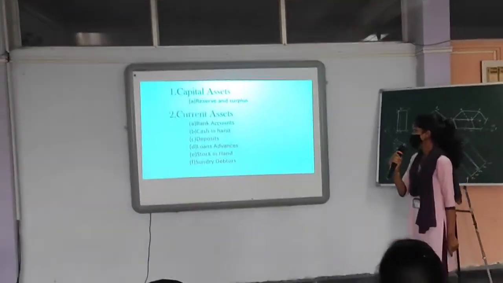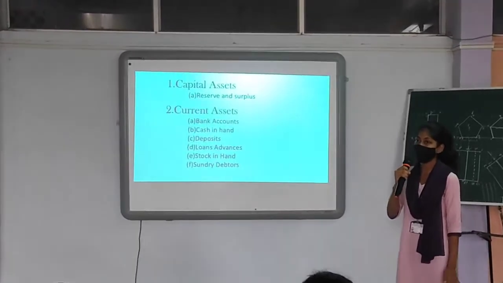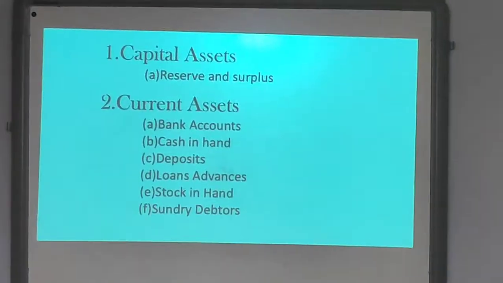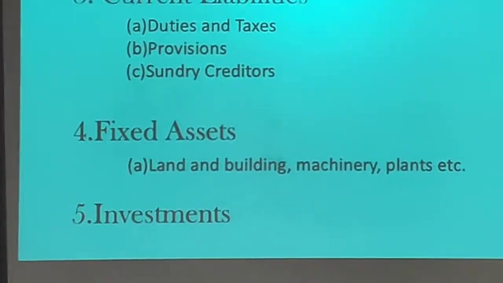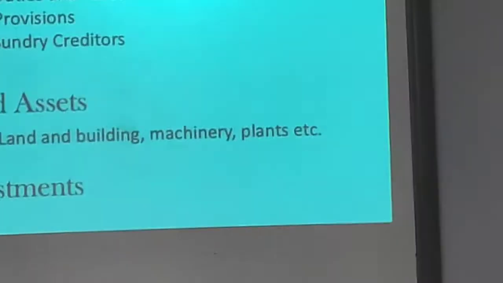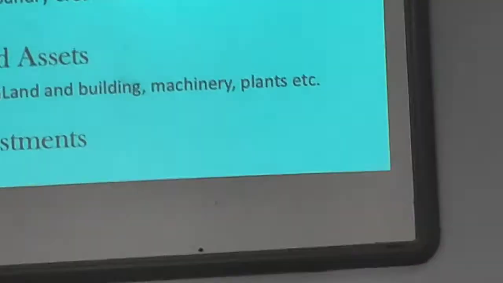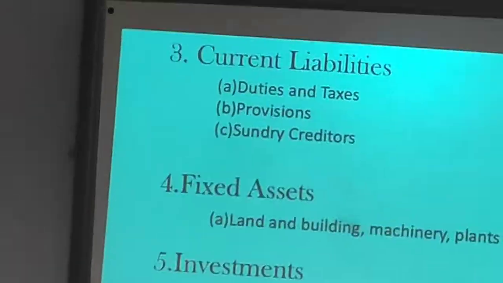Sundry debtors. Sundry debtors hold the accounts of the debtors who owe money to the business. The third one is current liabilities. Current liabilities are the outstanding or statutory liabilities, which are divided into three subgroups: duties and taxes, provisions, and sundry creditors.